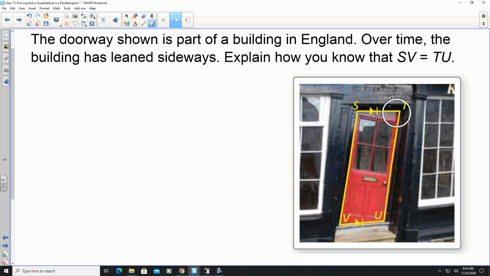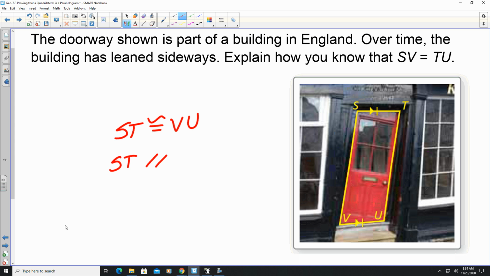So what we can conclude here is, well, we know that ST is congruent to VU, and we also know that ST is parallel to VU, and because of the use of that opposite sides parallel and congruent theorem, we can then say that SV will be equal to TU because they are in fact parallelograms.